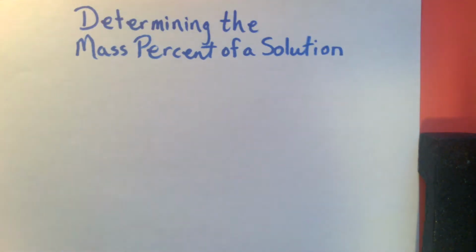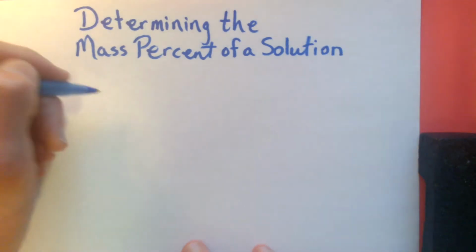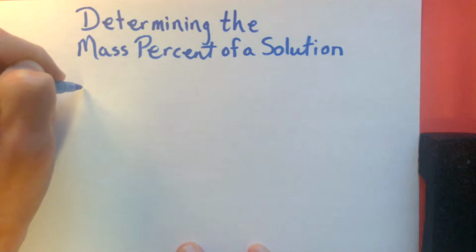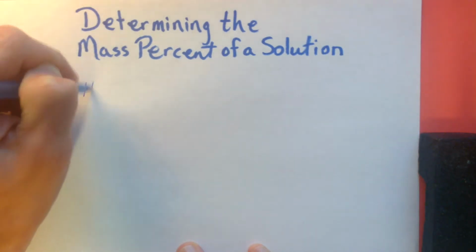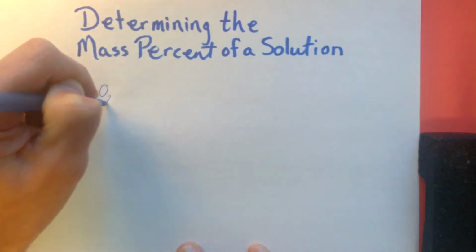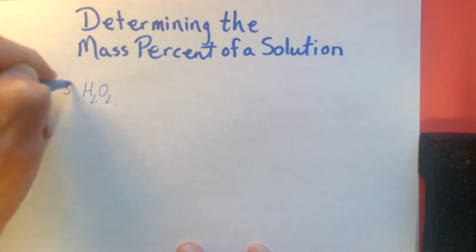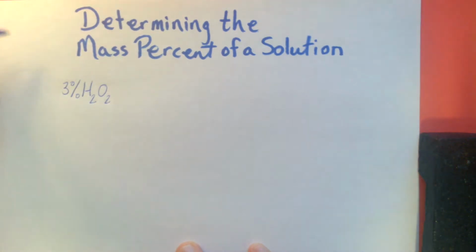A common way of expressing solution concentration is through mass percent. We often see this in retail products. For example, when you go into the local pharmacy or store, you might buy hydrogen peroxide. A bottle of hydrogen peroxide from the pharmacy, and you'll notice that it's a 3% solution. It'll often say 3% on it.